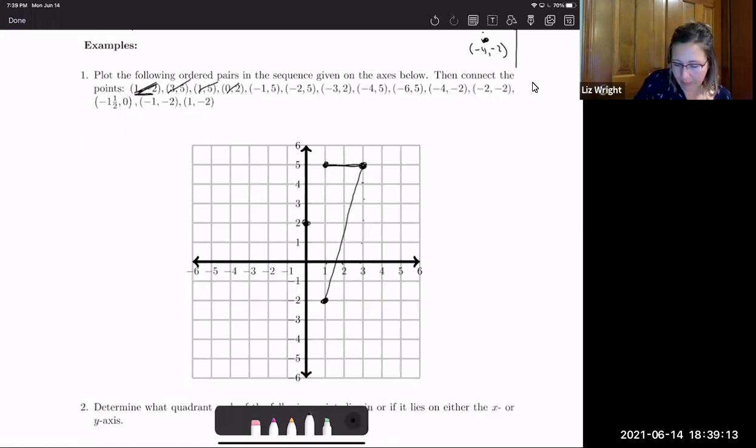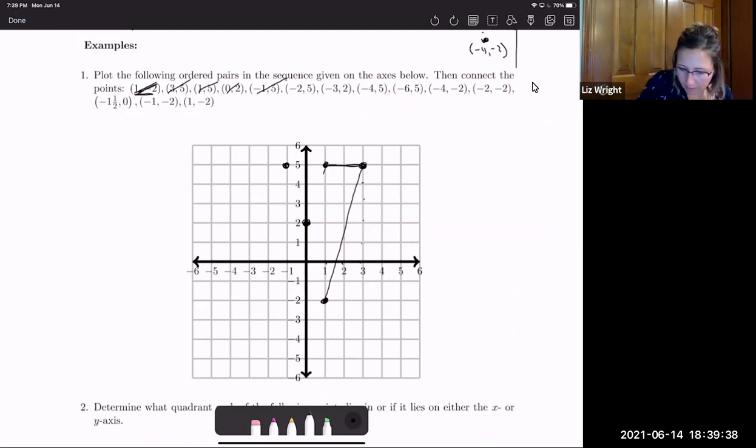So next one, we've got 0, 2. Don't think that this is 2, 0. A lot of times I'll get students drawing the point there. That would not be correct. This point here would be 2, 0, which is not the same as 0, 2. All right, then we've got -1, 5.